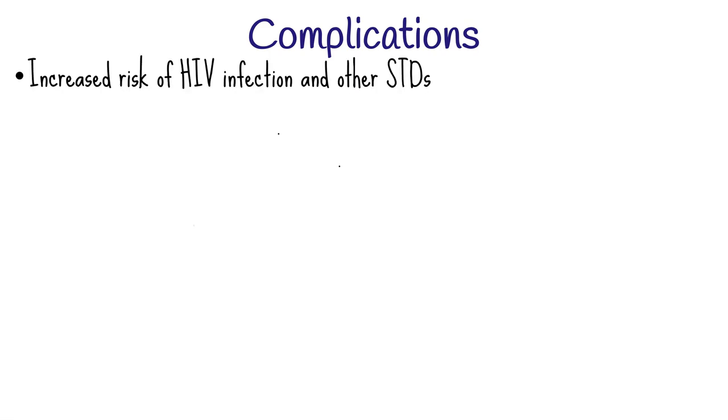If left untreated, genital herpes can result in complications. One of these complications is an increased risk of HIV infection and other sexually transmitted disease. It can also cause severe emotional stress for the patient and family as well.